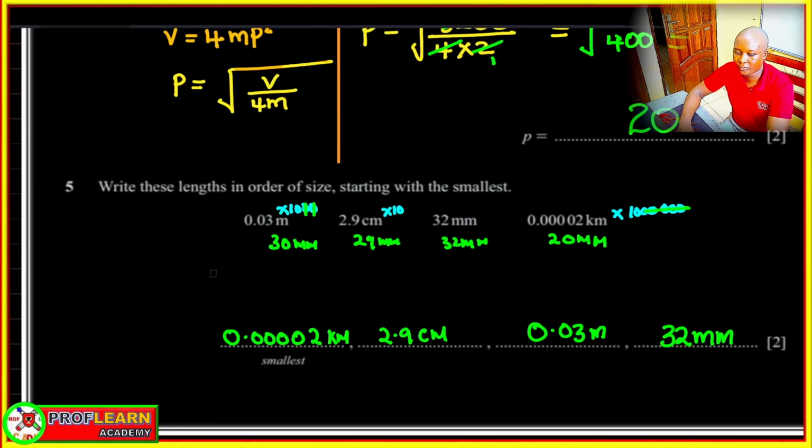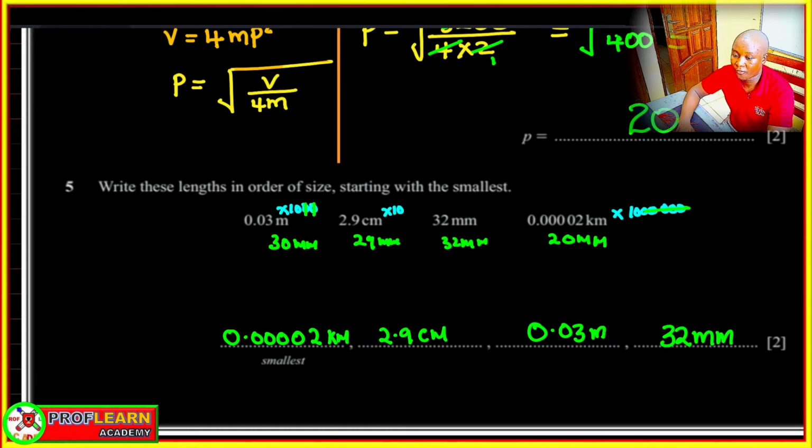Question number 5, candidates were supposed to do the arrangement from the smallest to the largest, or you can be told to arrange in ascending order. Ascending order means from the smallest to the largest. And for you to understand what to do here, the most important thing that you are supposed to do is to ensure that you convert all these measurements into the same units.